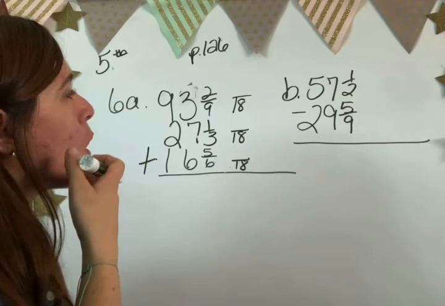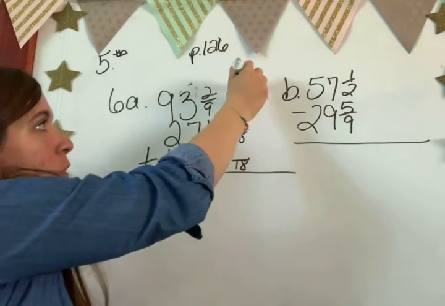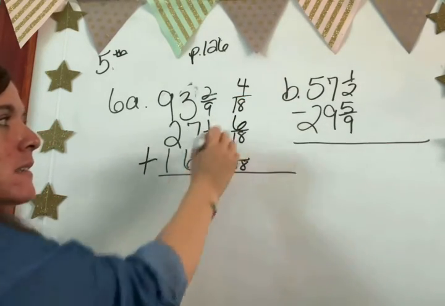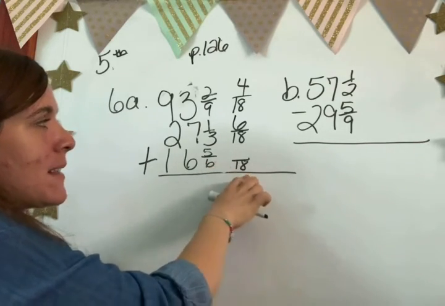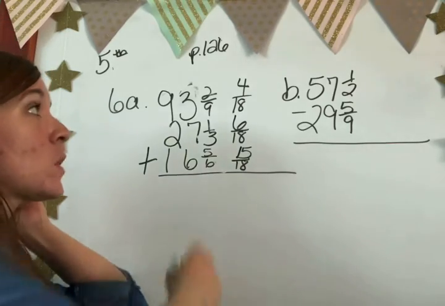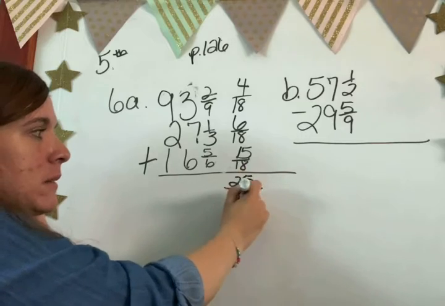So what do we do here? We go 9 times 2 is 18, so 2 times 2 is 4. 3 times 6 is 18, so 1 times 6 is 6. Make sure you're doing this on your paper with me. 6 times 3 is 18, so 5 times 3 is 15. Okay, let's do it. 4 plus 6 is 10, plus 15 is 25 over 18.